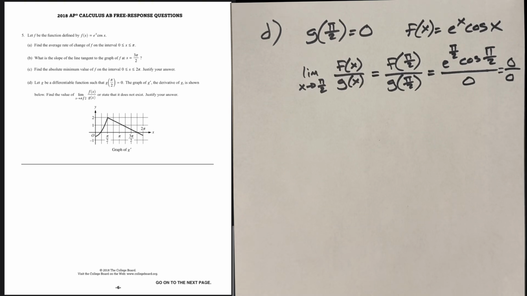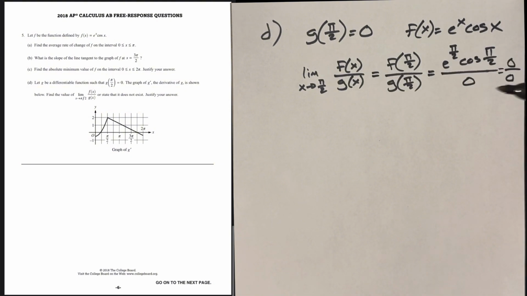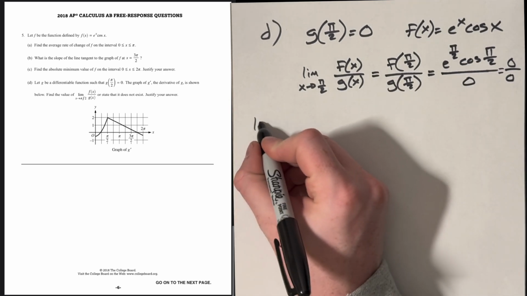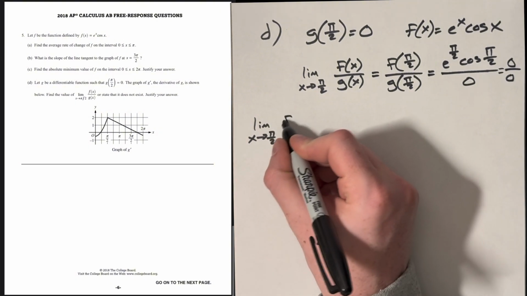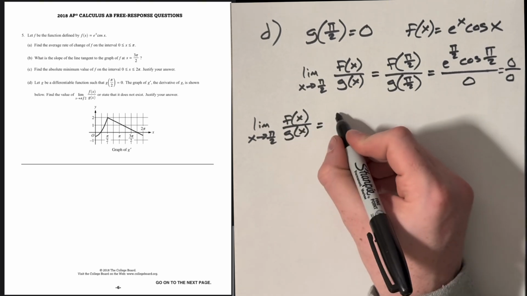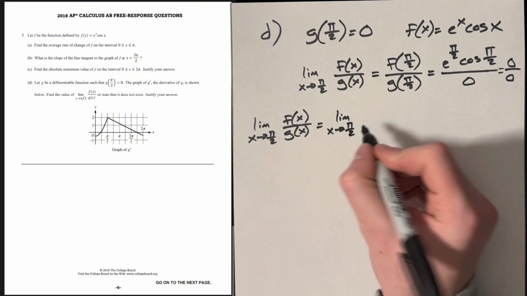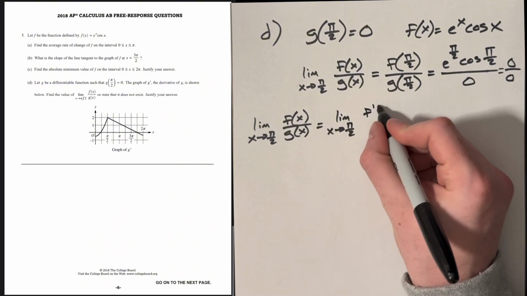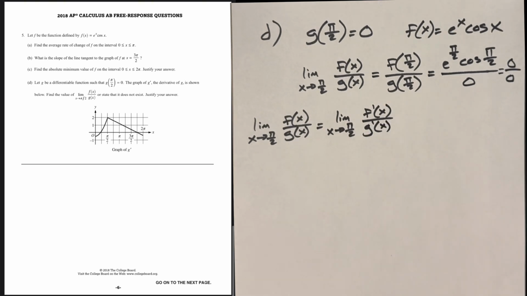L'Hopital tells us that I can take the derivative of the top and the bottom if I'm in indeterminate form, and that limit will be equal to my initial limit. So the limit as x approaches pi over 2 of f of x over g of x will be equal to the limit as x approaches pi over 2 of f prime of x over g prime of x.